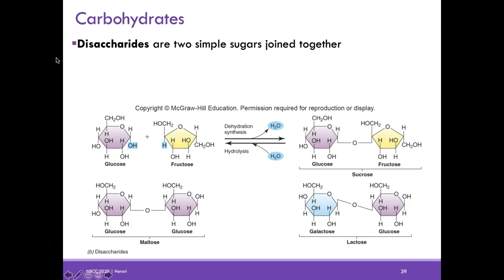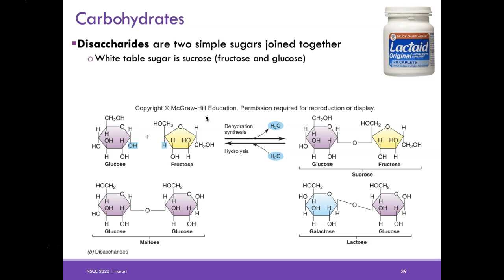Disaccharides are double sugars, di for two, and that's two simple sugars joined together. White table sugar, for example, is sucrose. It's when one glucose and one fructose attach to each other by dehydration synthesis. Then we get this covalent bond called a glycosidic bond between these two monosaccharides, and that gives us the whole molecule of sucrose. Lactose is a disaccharide that's built of a glucose attached to a galactose. So galactose and glucose, this is lactose.